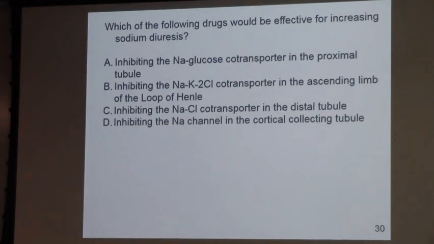We got another one. Okay, let's do another one. We got another 5 minutes. Which of the following drugs would be effective for increasing sodium diuresis, sodium excretion, sodium clearance?